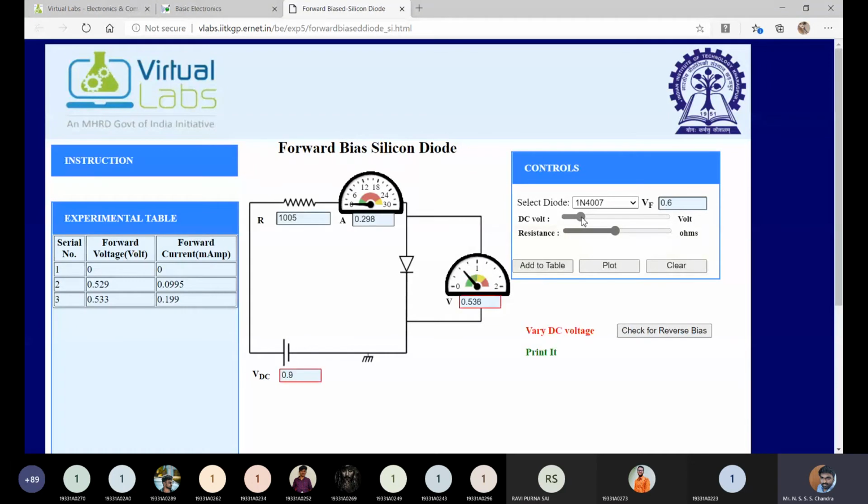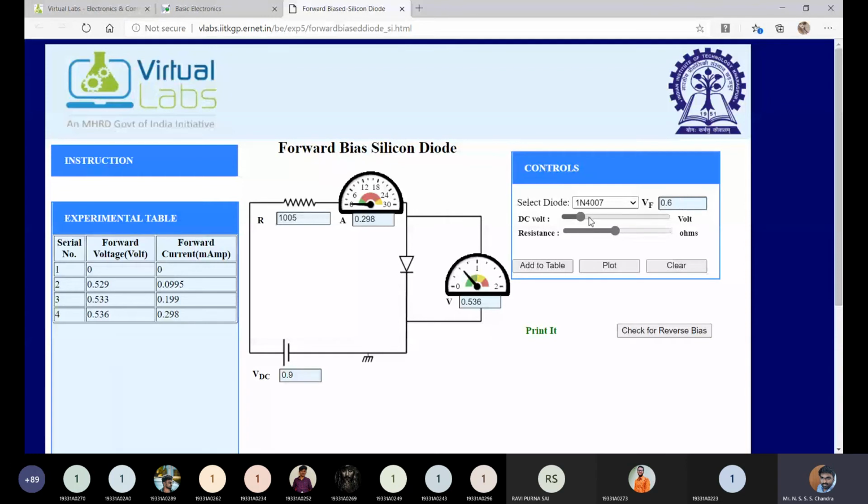I'll again conduct 0.9 volts. I'm giving the supply and getting another value. So you can see that the forward voltage is slowly increasing and current is also slowly increasing. You still see that current is still less than 1 milliampere, because the voltage across the diode is still less than your VF value, that is 0.6 volts.